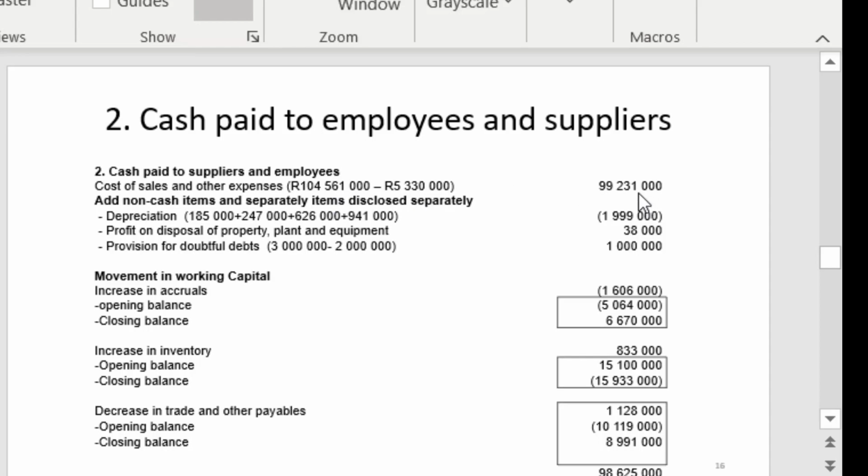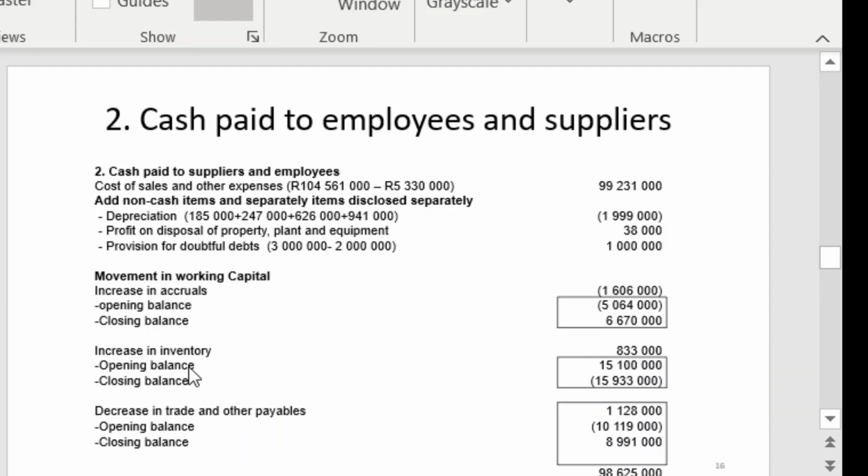Then you will get the amount and you disclose it here on cash paid to employees and suppliers as the amount reflecting cost of sales and other expenses. Before we deal with non-cash items, let us first look at the movement in working capital. And in order to do that, we'll need to go to our statement of financial position and additional information. In movement in working capital, first thing first, let us look at inventory.